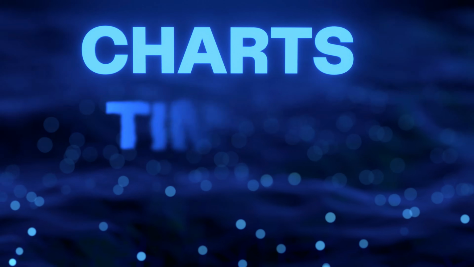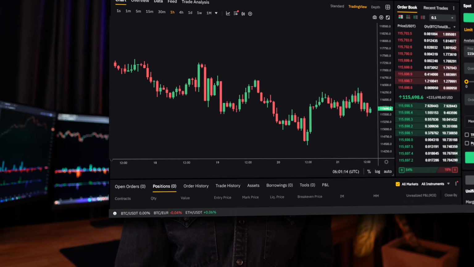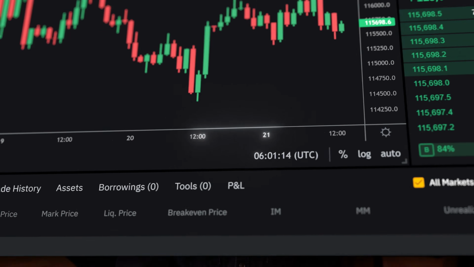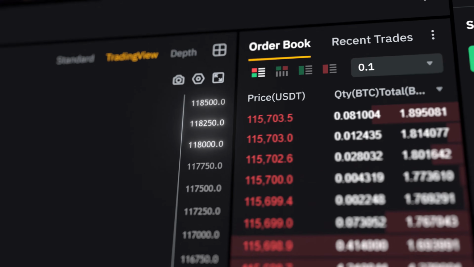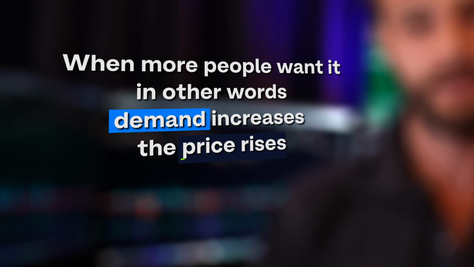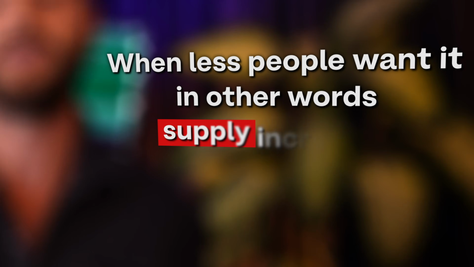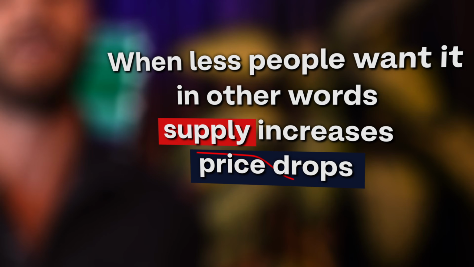Next, charts, time, and price. The x-axis represents time and the y-axis represents price. When more people want it, in other words, demand increases, the price rises. When less people want it, in other words, supply increases, price drops.